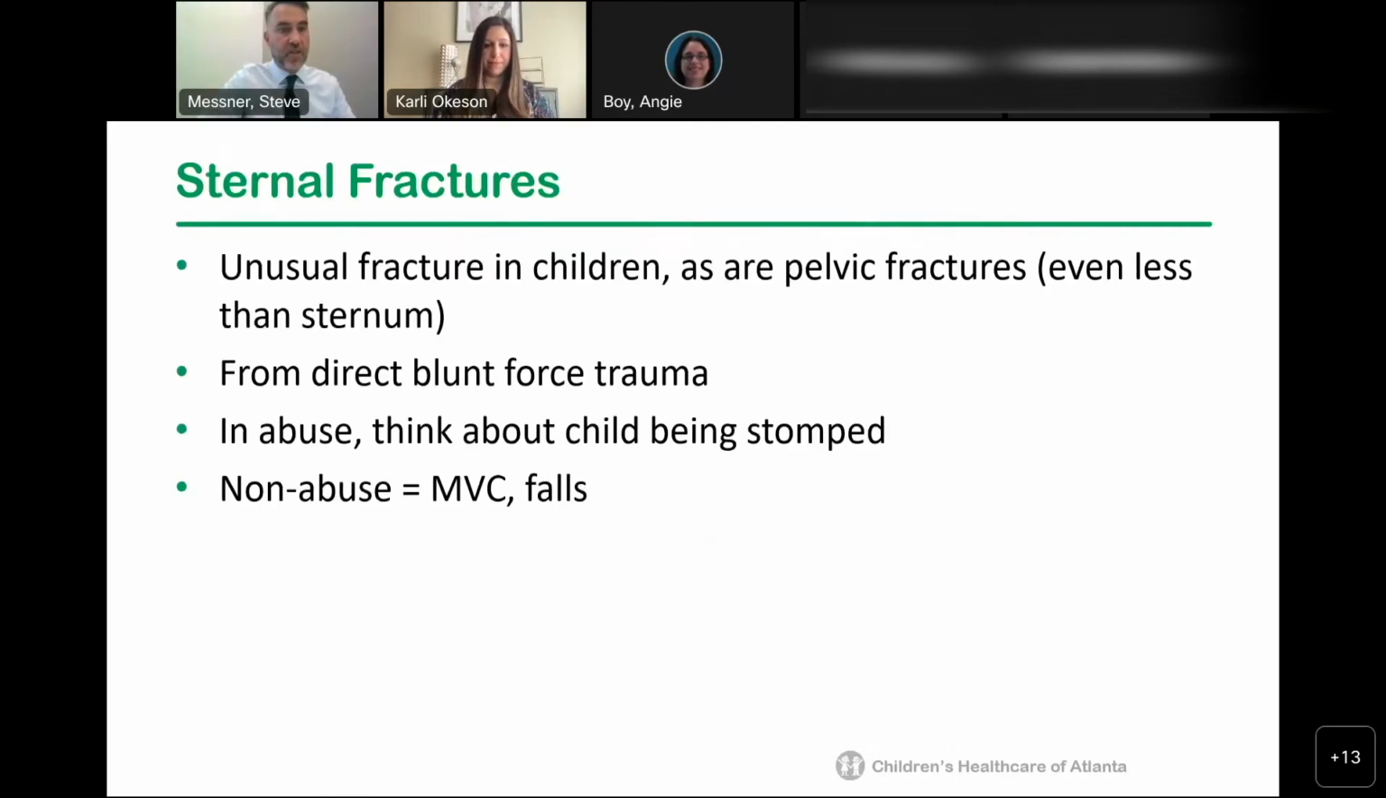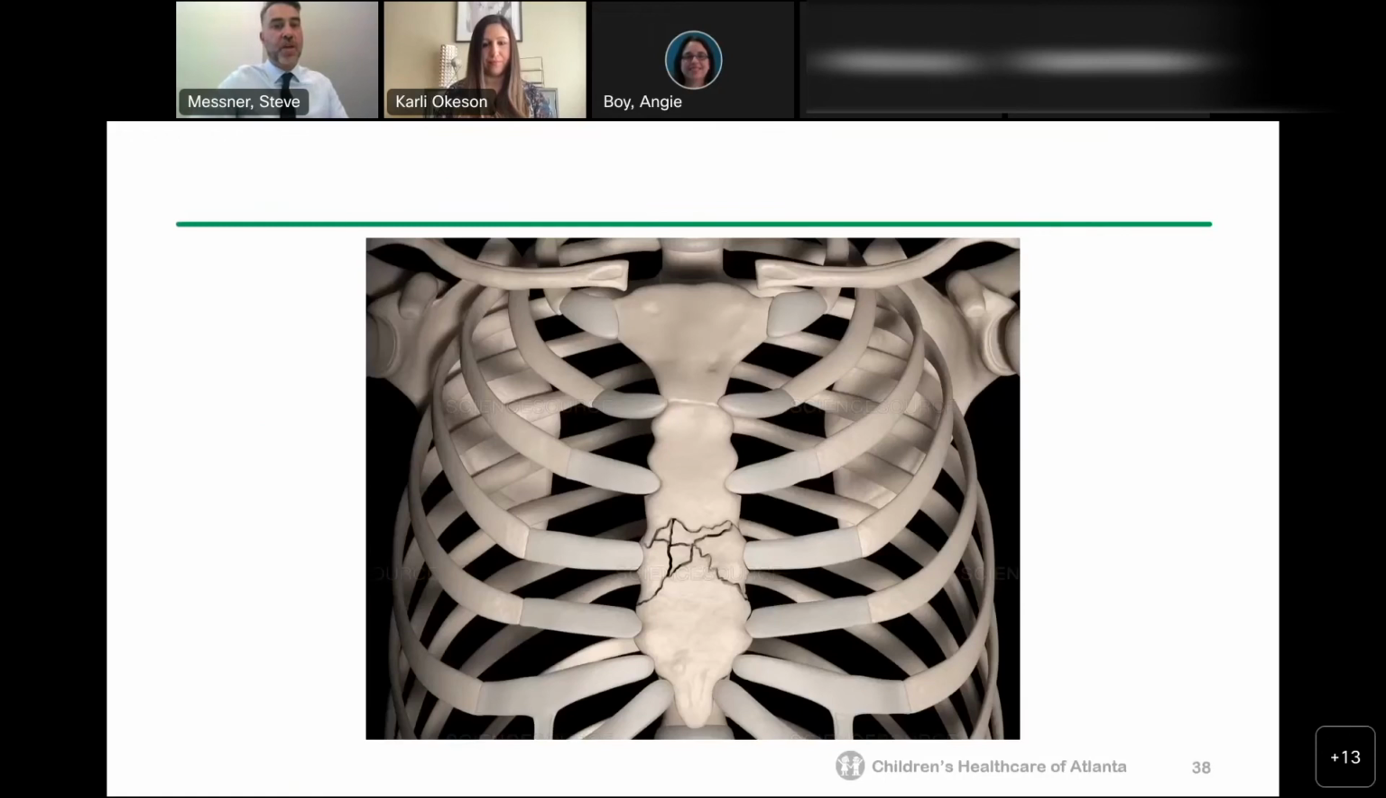The other one is the sternal fractures, which are, again, unusual in children. Same thing with pelvic fractures. This is from direct blunt force trauma right to the anterior chest. When we see these and pelvic fractures, we should think about the child being stomped or punched. If it's not in an abuse scenario, it's from a motor vehicle crash or a fall. And you wind up getting this fracture right to the body of the sternum.